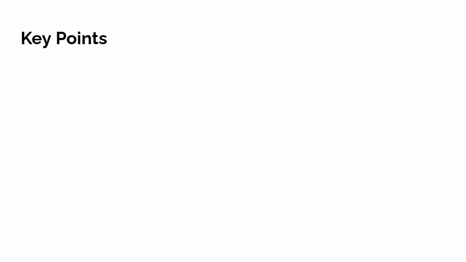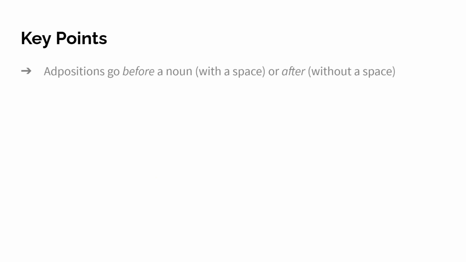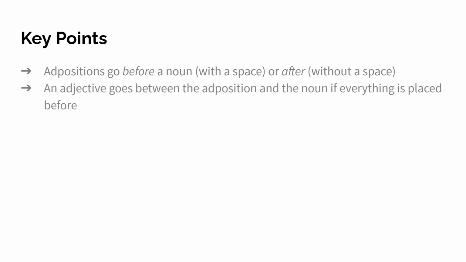What were the key points from today? Today I have again a small overview for you. So, adpositions go before a noun with a space or after a noun without a space. In that case, they become part of the word. An adjective goes between the adposition and the noun if everything is placed before. So if the adposition is in front of the noun and you also want to put the adjective in front of the noun, then the order is first adposition, then adjective, then the noun. But after the adposition, if both are placed behind.